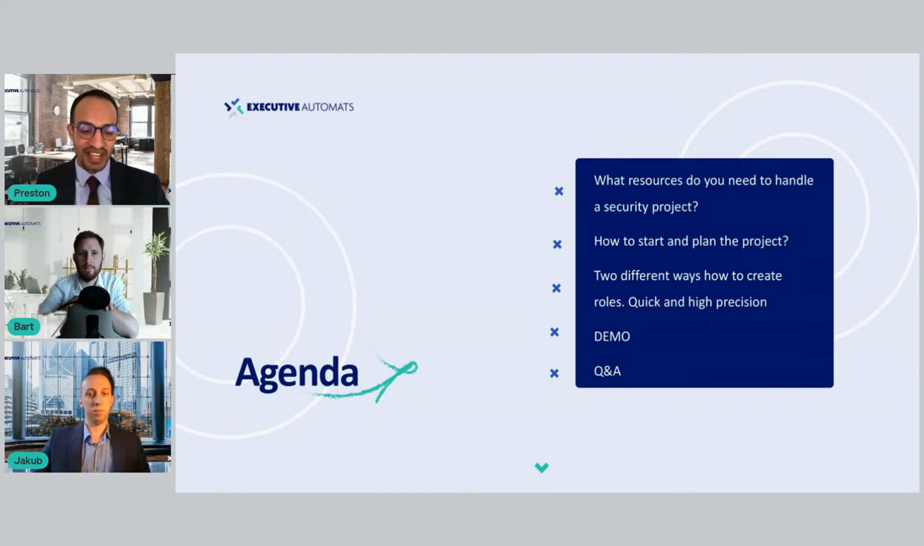All right, so we're going to kick off with what resources do you need to handle a security project? We're then going to go into how to start and plan that project. And we're going to look at the different ways how to create roles, some of them quick or high precision. And then we're going to have a great demo. You guys are going to really enjoy this, where we show you the Executive Automats security setup. Don't want to miss this.